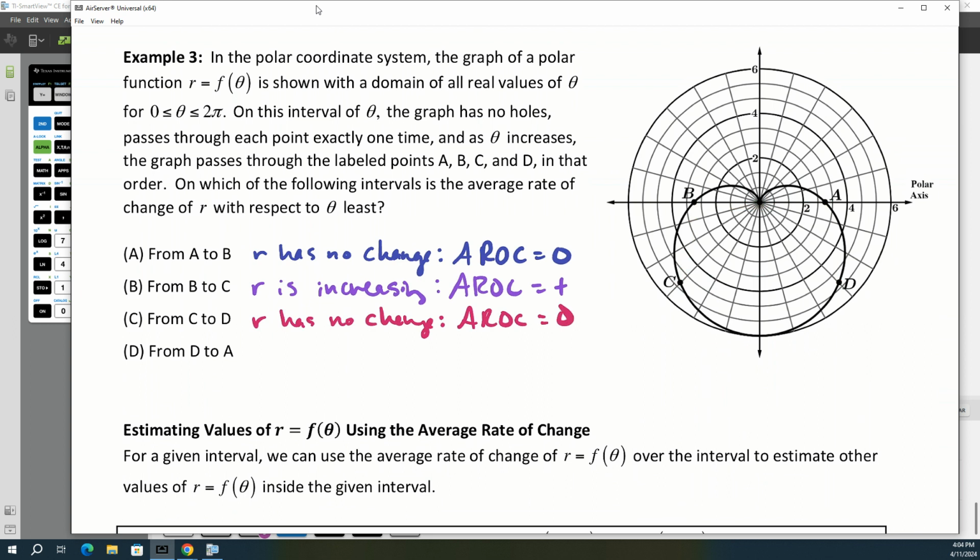Which means the average rate of change is going to be 0. And then from D to A, the r value is shrinking, is decreasing. So the average rate of change is going to be negative. So this question asks which one has the least value for the average rate of change. So the least value is going to have to correspond with the negative rate of change.